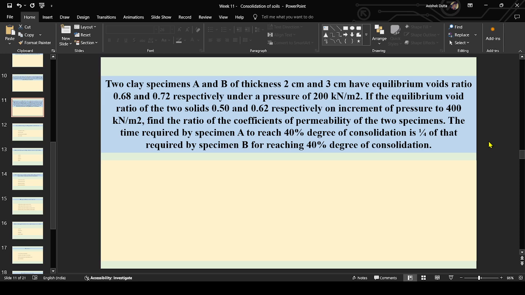Equilibrium void ratio of the two soils 0.5 and 0.62 respectively on increment of pressure to 400 kilonewton per meter square. Find the ratio of the coefficients of permeability of the two specimens. The time required by specimen A to reach 40% degree of consolidation is 1 by 4 of that required by specimen B for reaching 40% degree of consolidation. Please let me know if you have any problem in understanding the question.